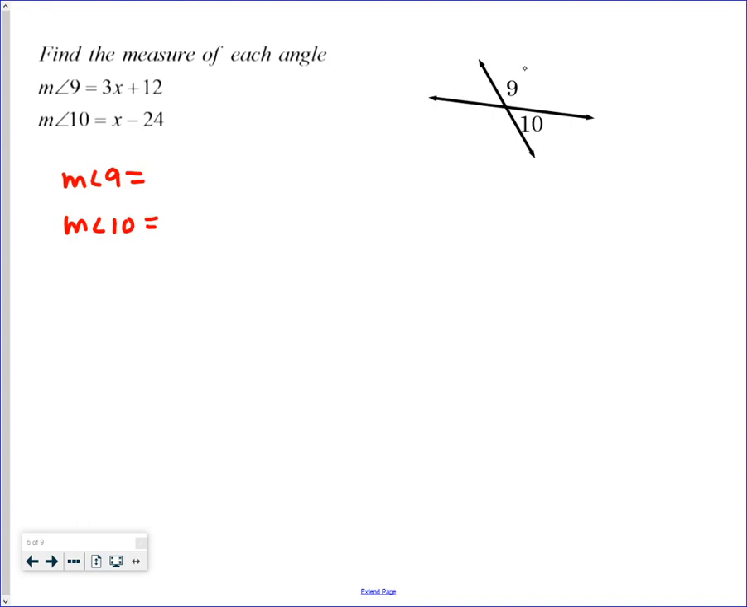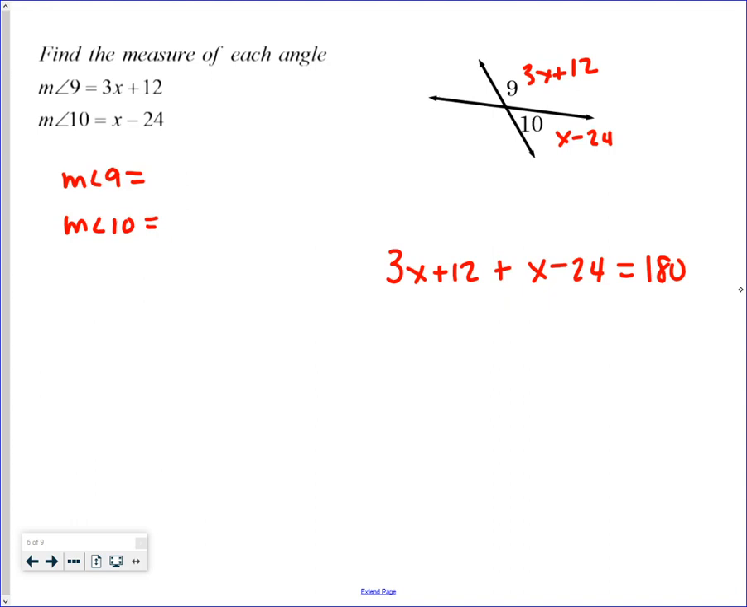So I could label these 3x plus 12 and x minus 24, right? But I'm going to say angle 9, 3x plus 12, plus angle 10, x minus 24, make a line. They add up to 180. Do you guys understand that? Okay. By here, you guys should be able to do the algebra. I'm going to do it too, but you could totally beat me, okay?